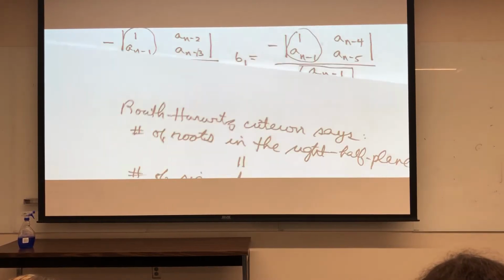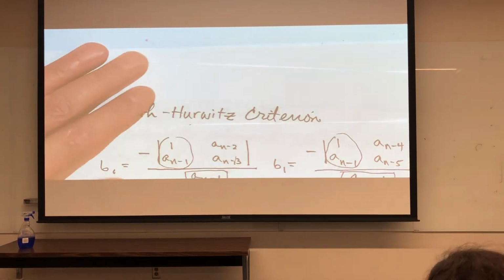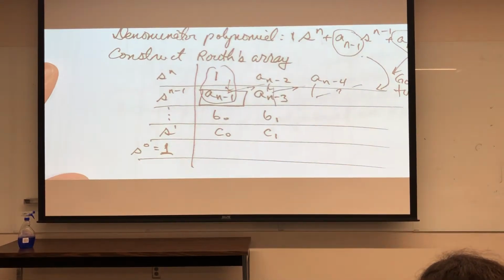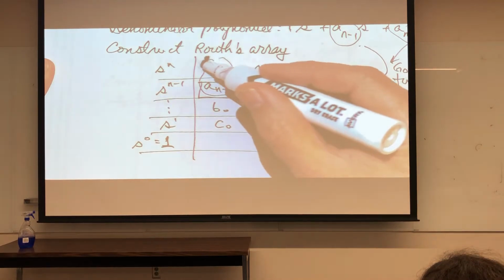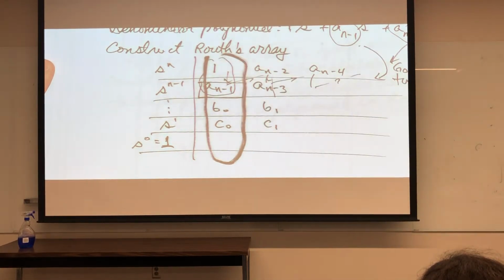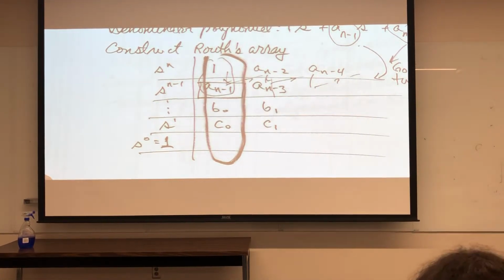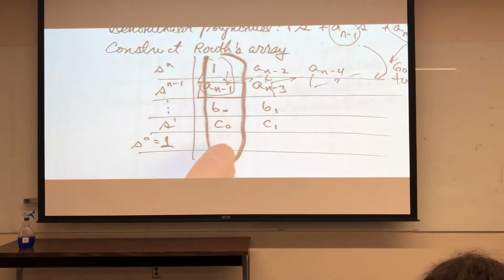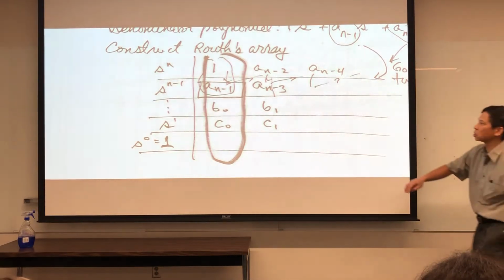Okay, so we're going to build this array. The array looks like right here. And we're going to focus our attention on this column right there. We've got to calculate the whole array. We need the whole array so that we can calculate all these coefficients. But then we're going to ask, what's going on in the first column? And we'll have to see how many sign changes there are.